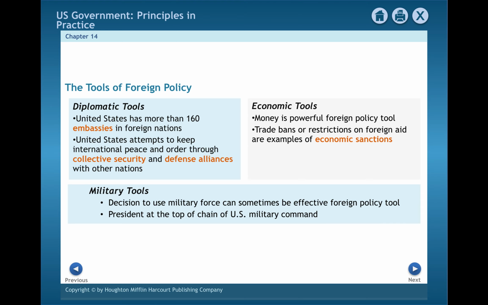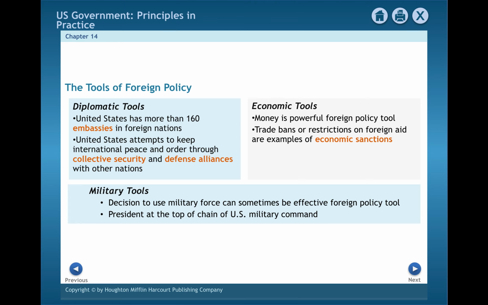So diplomatic tools involve advancing the United States' global presence. And as such, we have over 160 embassies or diplomatic centers around the world. Diplomatic tools also include making treaties with foreign nations, and entering into defense alliances with other nations.